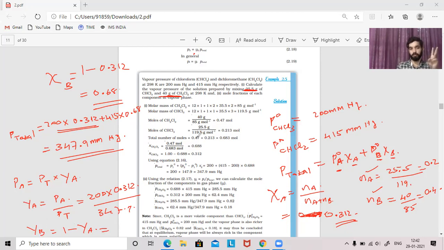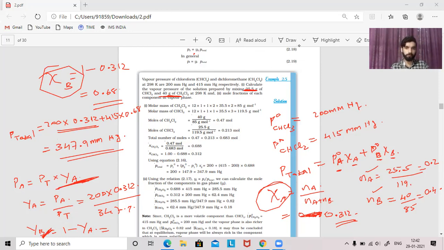There were two parts to the question: to find the total vapor pressure and to find the mole fraction of A and B in the vapor phase. Not in the solution. The mole fraction in the solution phase is chi A and chi B, but that's not what they're asking for. They're asking for the mole fraction in the vapor phase, so we represented that with another letter, Ya and Yb. We discussed that when we discussed the equation.